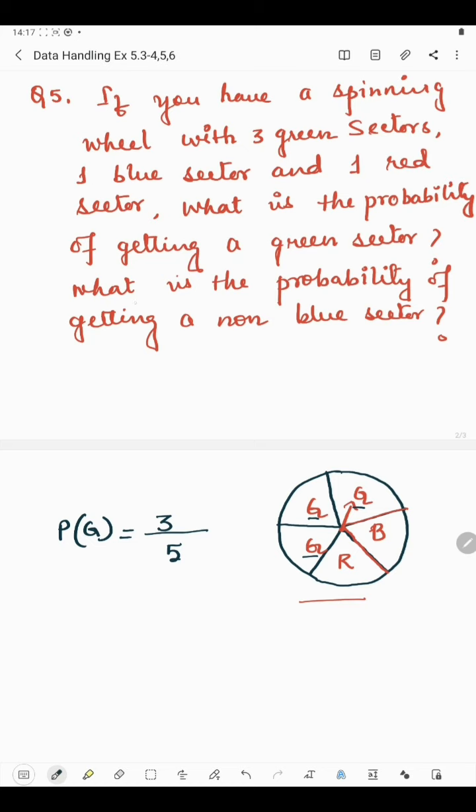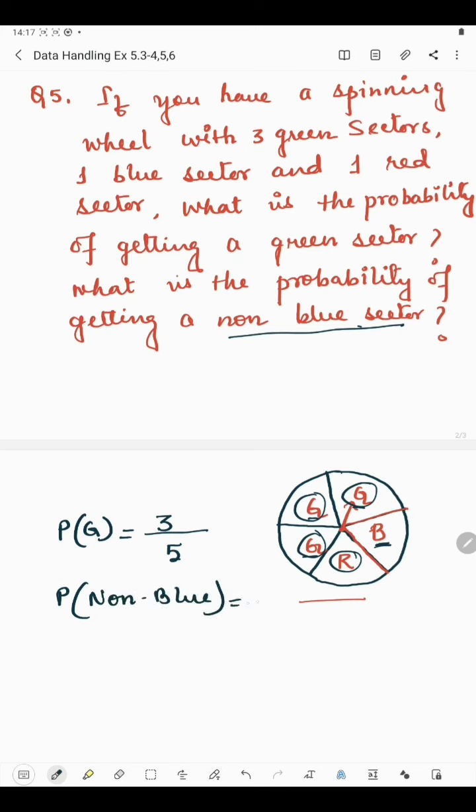Now in the next part we have: what is the probability of getting a non-blue sector? Non-blue sector means it can be any color other than blue, so it can be red, green. We cannot consider blue, as here it is given that we will have to find the probability of getting a non-blue sector. So this is the blue sector, so we will not consider this one. Other than blue we can consider any color.